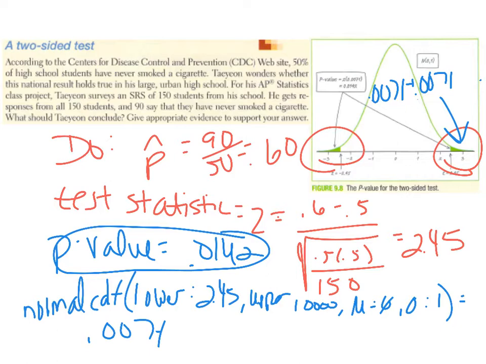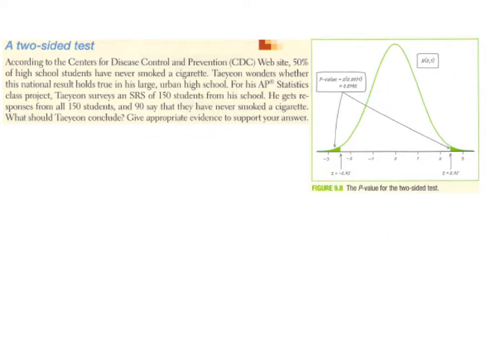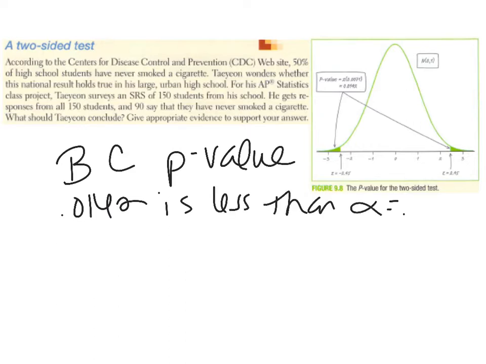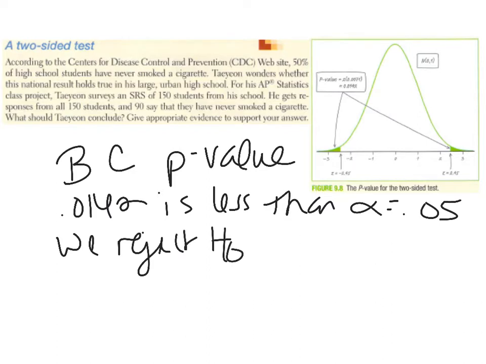So my conclusion needs to be in context. I need to make a decision about my hypothesis. So my conclusion here, I've got a p-value. Because our p-value, 0.0142, is less than alpha equals 0.05, then we are going to reject the null hypothesis. So it is less than 0.05, so we reject the null hypothesis.